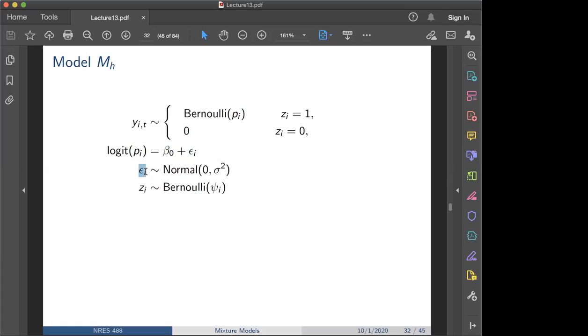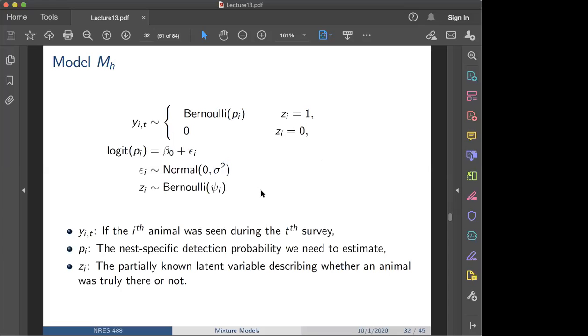Now we assume our residuals, just like we did before, come from a normal distribution with mean 0 and variance sigma squared. So this model actually has two parameters that we're estimating. It has the parameter beta 0, the overall detection probability, and it has some estimate of variance that describes how much different the detection probability is from each nest to the next nest. And if you have drastically different conditions for each nest, then sigma squared might be large. But if they're all pretty similar, sigma squared might be very small. All right, same interpretation as we had before, except P_i is nest-specific detection probability we need to estimate.